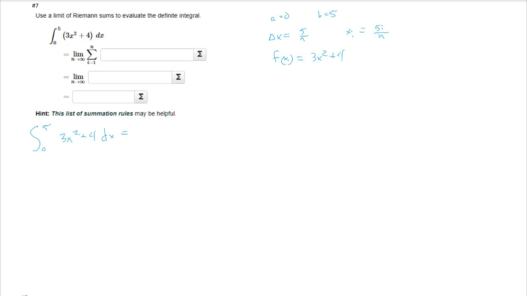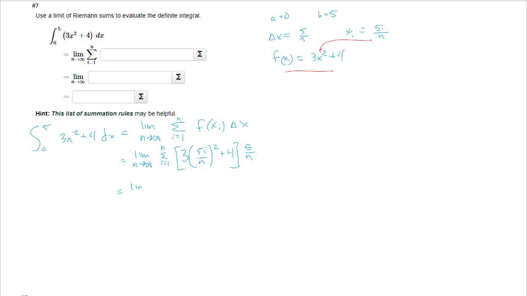So now using that formula, we have that this integral is equal to the limit as n goes to infinity of the summation i equals 1 to n of f of x sub i delta x. And so if we substitute this in, we have the limit as n goes to infinity, the summation i equals 1 to n, and our f of x sub i is going to be 3 times (5i over n) squared plus 4. Okay, so what I did there is I took my f of x and I plugged my x sub i in for my x, and then my delta x is 5 over n.